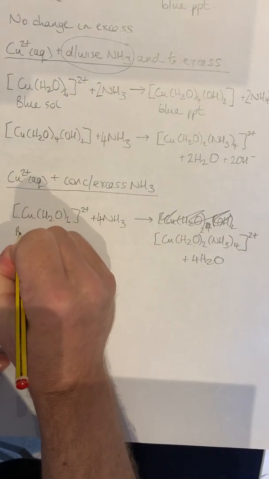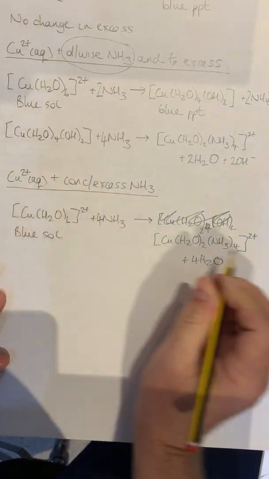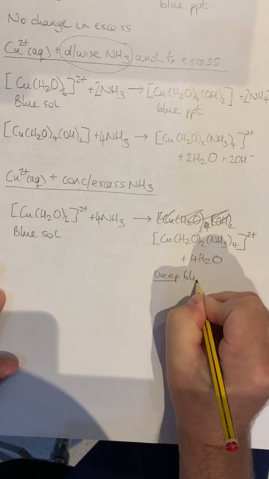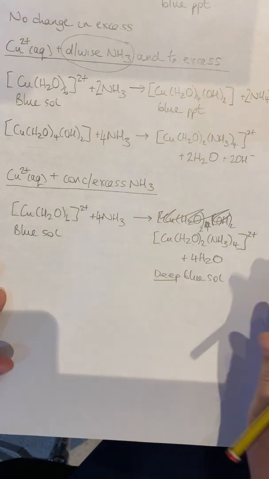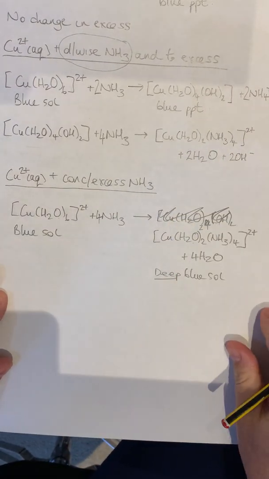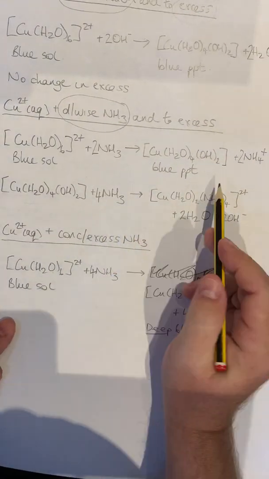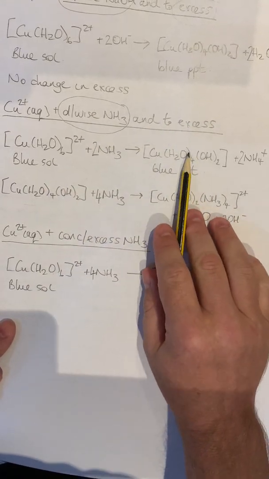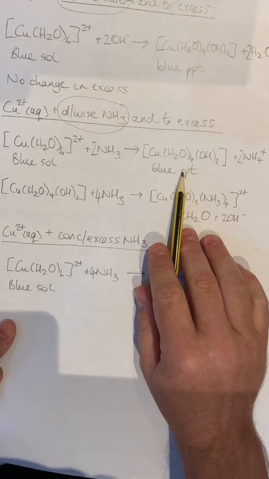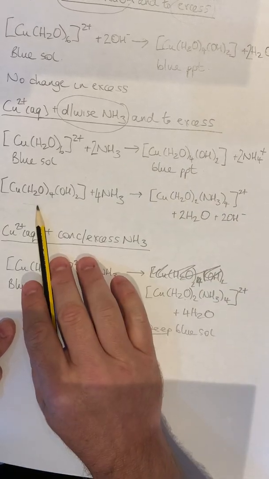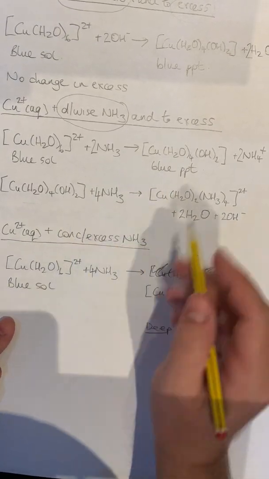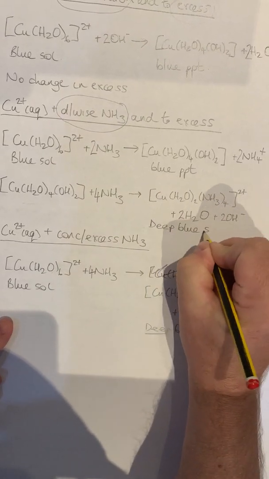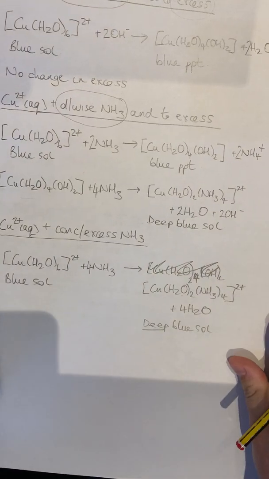Again, blue solution. And this one is a deep blue solution. And it's just occurred to me that I forgot the observation on the previous one as well. So I'll just go back and do that. Going back to this dropwise and then to excess, because I've already put the observation for the precipitate there, I don't have to put it there. There's no additional mark for repeating that. But here we'd need deep blue solution.